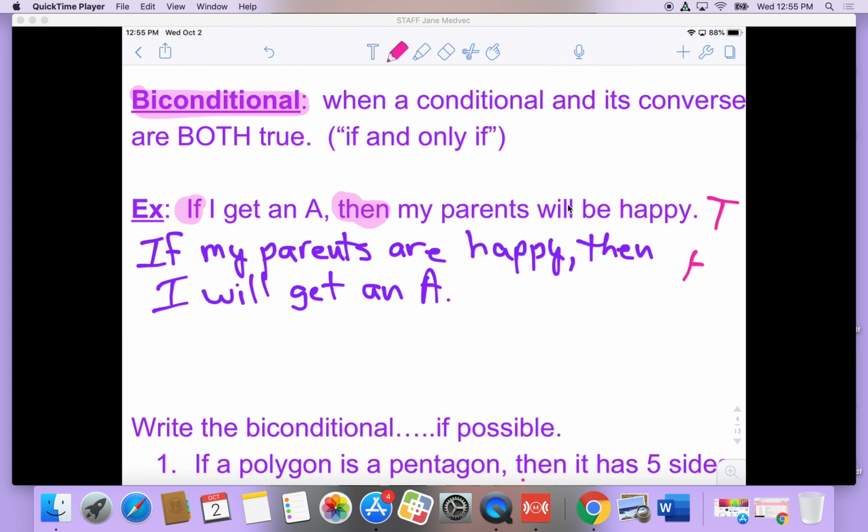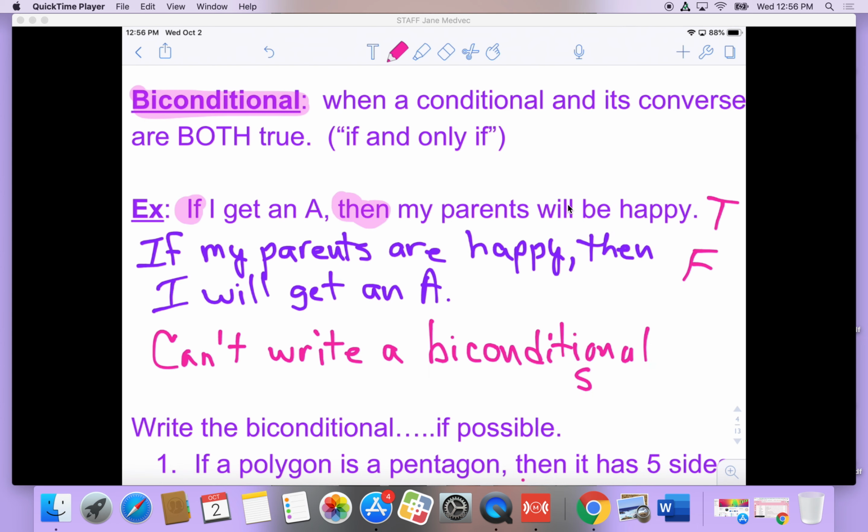So this is false. Because one of them is false, you can't write a biconditional statement. They both have to be true for that to occur. If they're both true, then we can write one, and I'll show you how to write it. But at first you have to understand that if one of them is false, I can't do a biconditional statement. Questions on that?